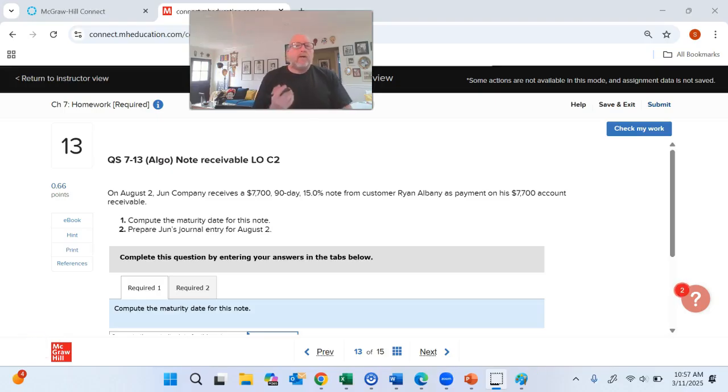Okay, last question I'm going to go through with you. This one has to do with notes receivable. On August 2nd, June Company receives a 90-day 15% note from customer Brian Albany as payment on his 7,700 account receivable. Compute the maturity date for this note if it's 90 days, and then prepare June's journal entry for August 2nd.